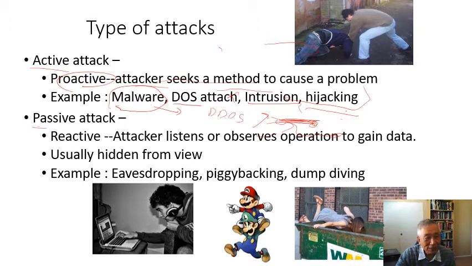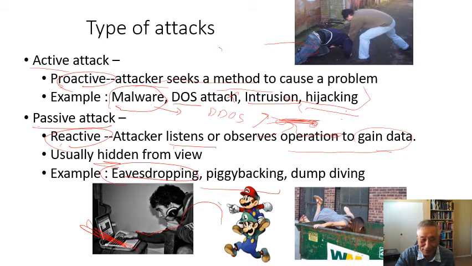Then there's also the passive attack, versus the active one, proactive versus reactive. It's very passive, so you are not doing any real action yourself, but you just sit and listen or observe to gain the data. That's a passive attack. Of course, eventually it will do harm. But at this moment, it doesn't break down anything or show any downgrading of your system. So eavesdropping is when there's communication going on and someone is just listening. Then piggybacking is when you log in, and the bad guy comes along, logs in together, and watches the whole session.